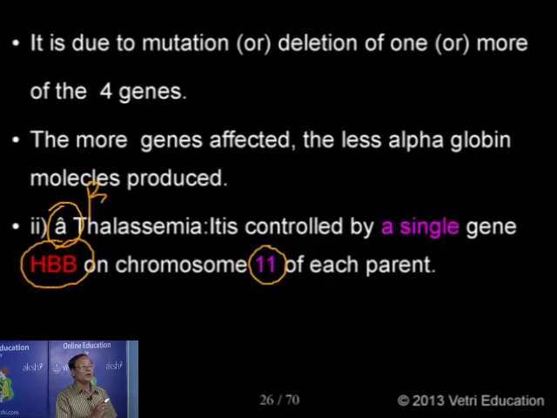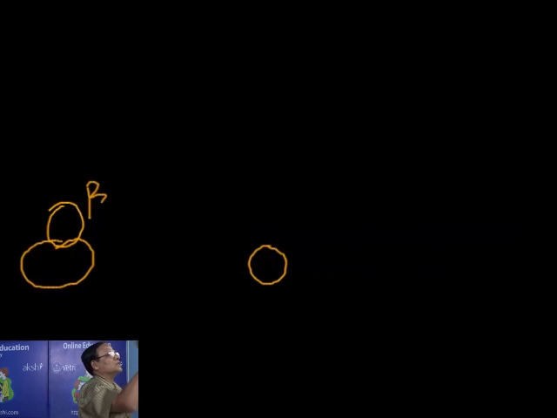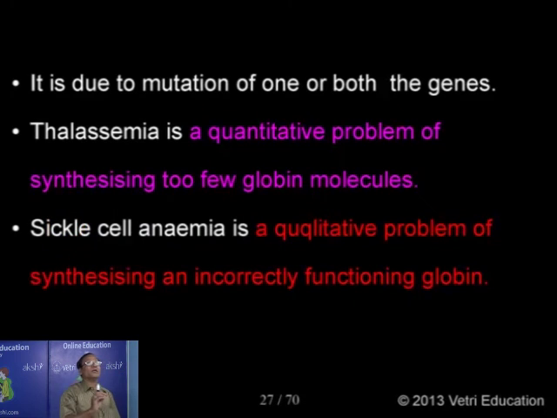Because we have two genes, one from each parent, when one or both genes are affected, here it is because of mutation, not because of actual deletion. In the case of alpha thalassemia, it may be because of mutation and deletion, but here it is because of mutation of one or both genes. Then we have the problem called beta thalassemia. And I also mentioned delta thalassemia. Delta thalassemia is similar to beta thalassemia, with the same effect, happening in the delta gene.